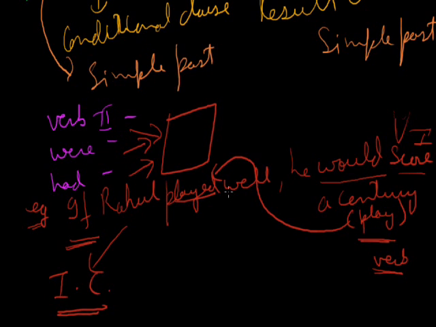Now the second form of play will be played. So the right answer will be, if Rahul played well, he would score a century. We are just imagining. In both the clauses, we will use simple past tense. Rahul played is a simple past tense, and would score is also a simple past tense. So this one is clear, when to use the second form of the verb.